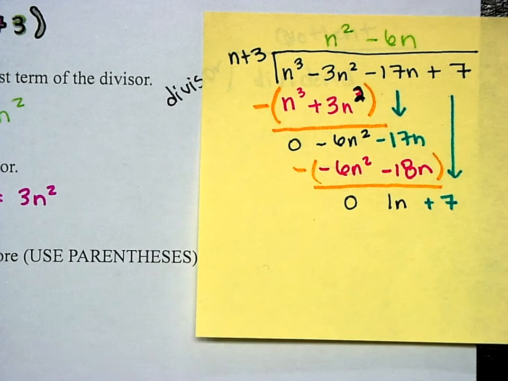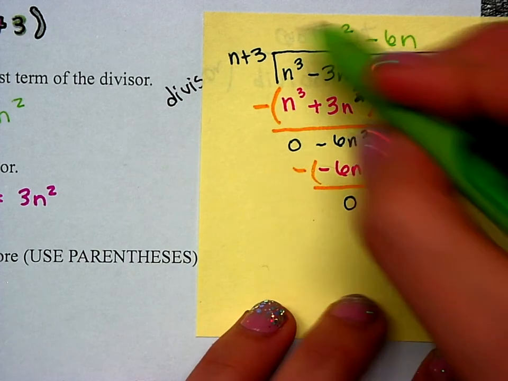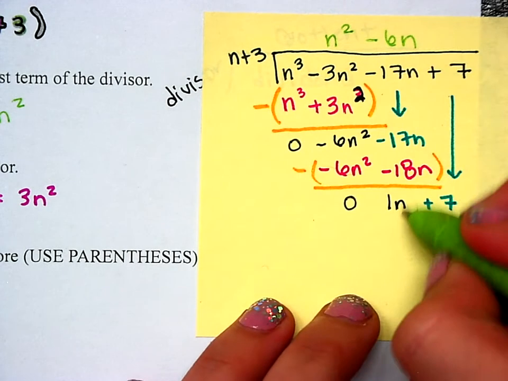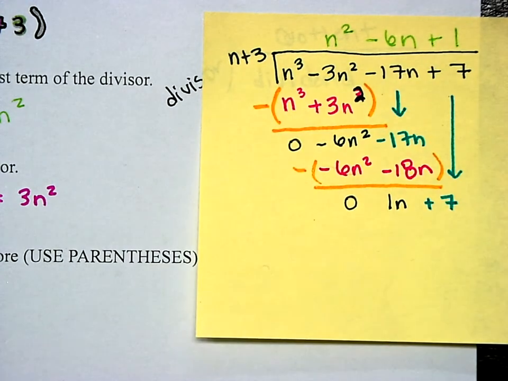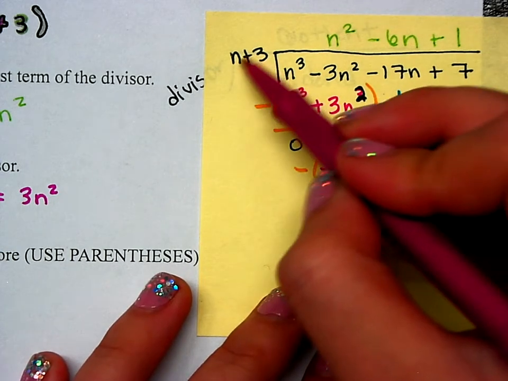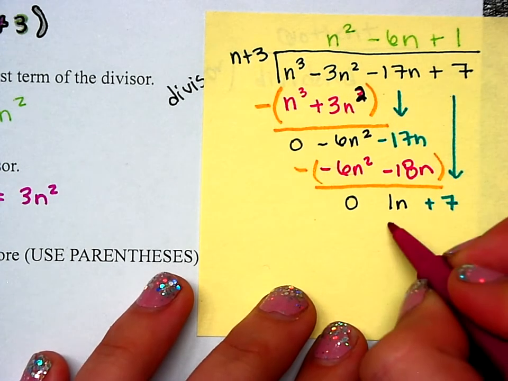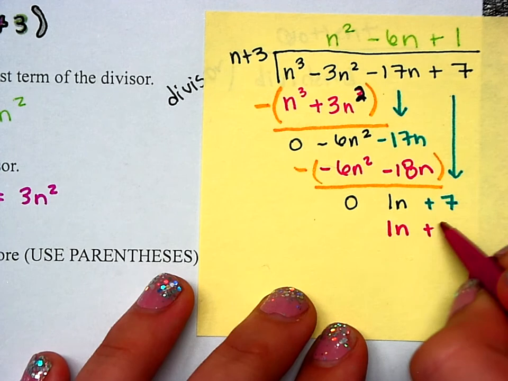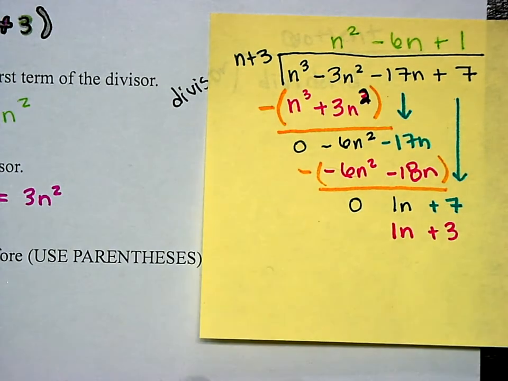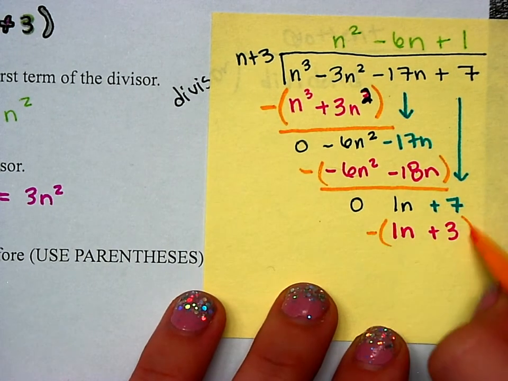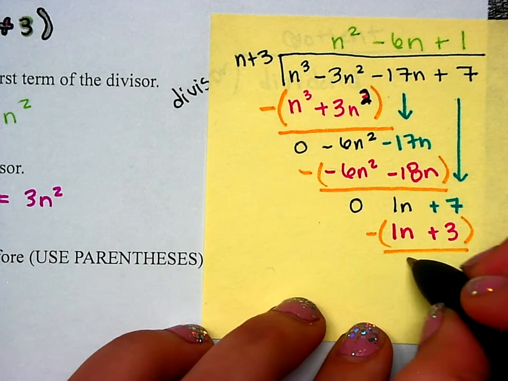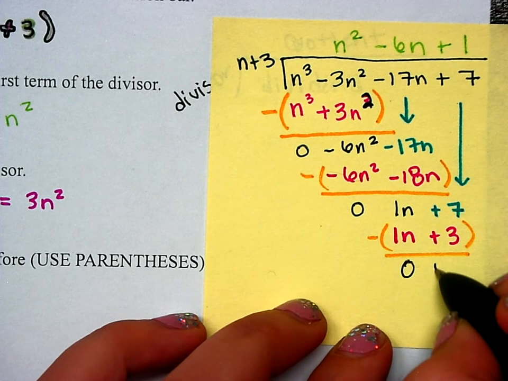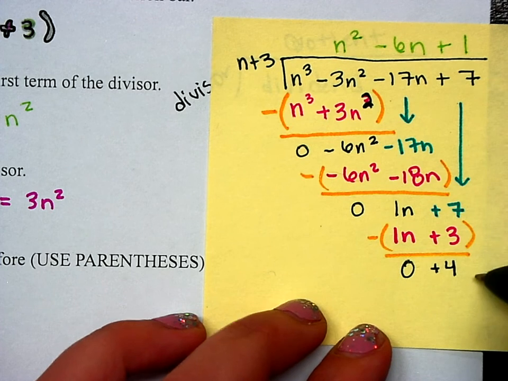Okay, so we've got to do this one more time. I've got this value divided by this one. n divided by n is just 1. Then I need to multiply, so I'm going to take this value and multiply by both of these. So 1 times n is 1n, 1 times 3 is 3. Then I need to subtract, don't forget your parentheses, and see what we get. These are going to cancel, and this is going to give me positive 4. Nothing else to bring down.